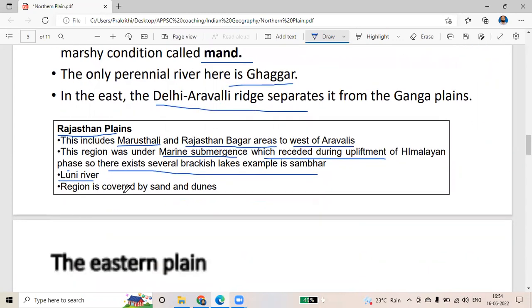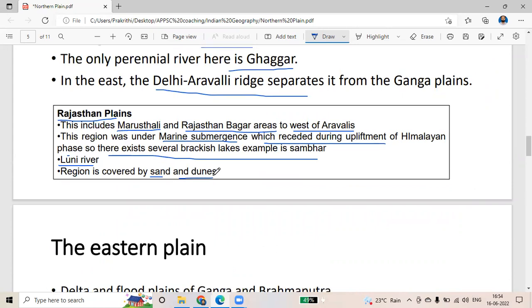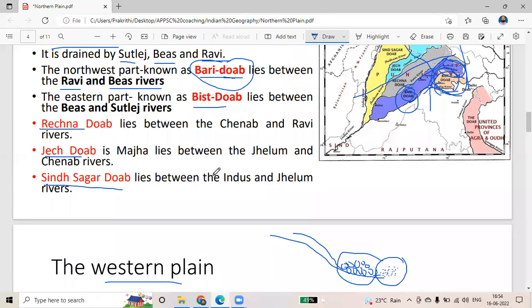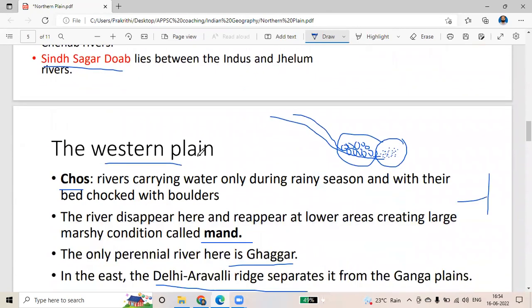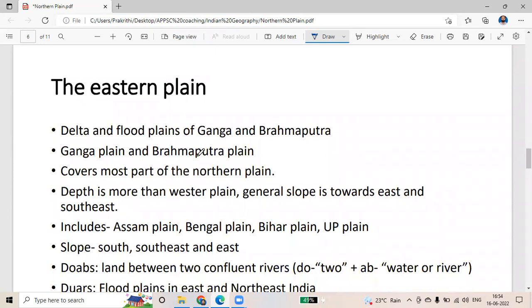As I said, this area is not totally covered by alluvial soil. It is mostly sandy and has multiple dunes. That is about the western plain. Now we can move to the eastern plain region. The plain created by the Indus was one; we have two more big rivers in India, Ganga and Brahmaputra. So this eastern plain is created by the action of the Ganga and Brahmaputra.